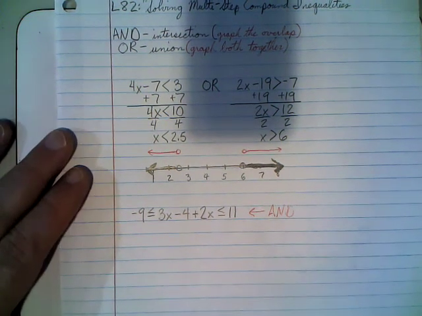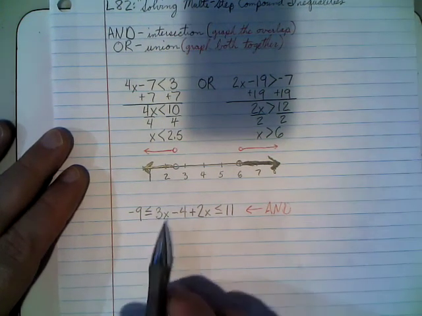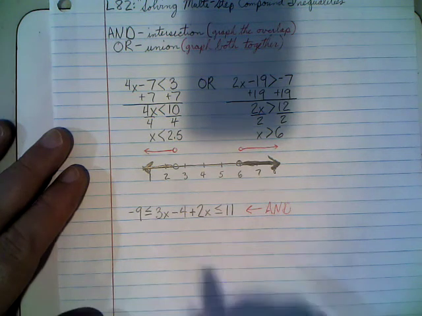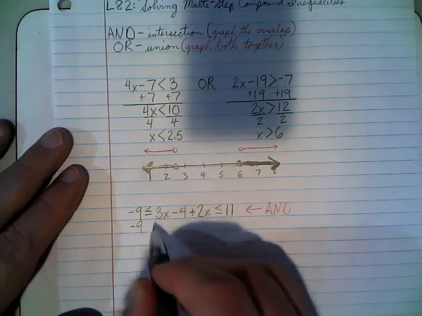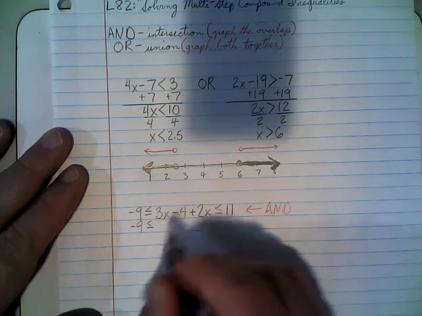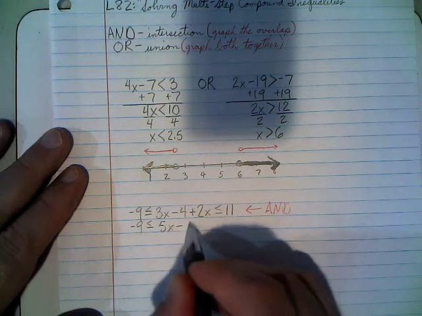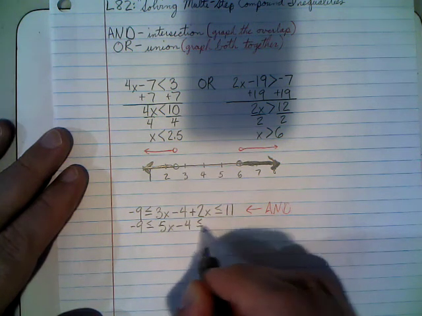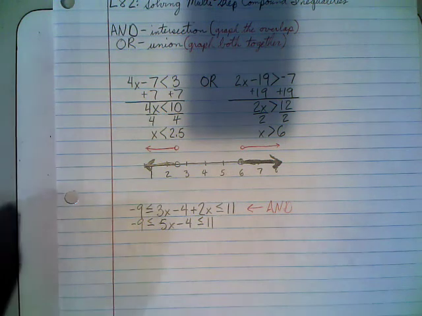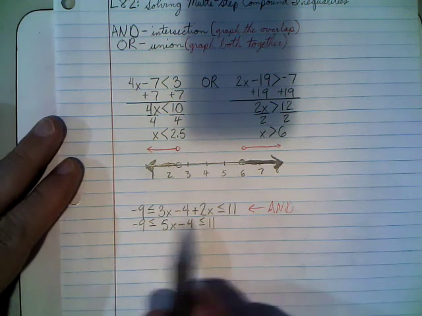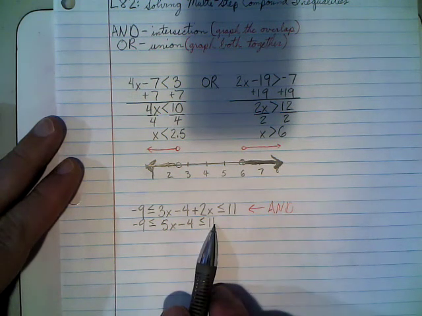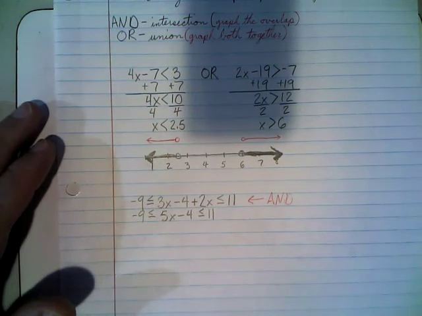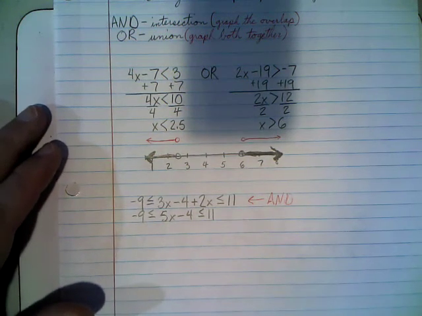Now, first things first, we always want to simplify. So noticing I've got a 3x and a 2x, we're going to combine like terms. So -9 is less than or equal to 5x minus 4, which is less than or equal to 11. Now here I don't really have two sides, but because I've got these two symbols here, I really have three sides. So we're going to change our vocabulary here a little bit, and we're going to do everything to all sides.